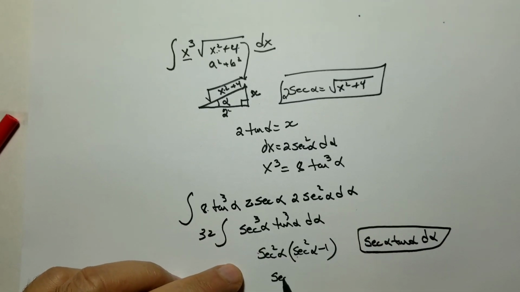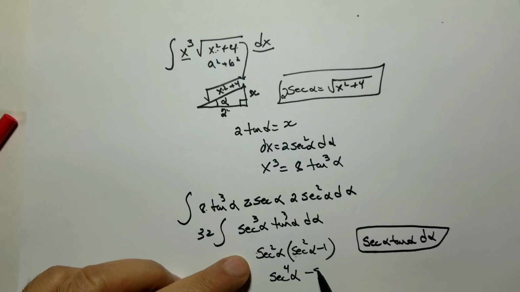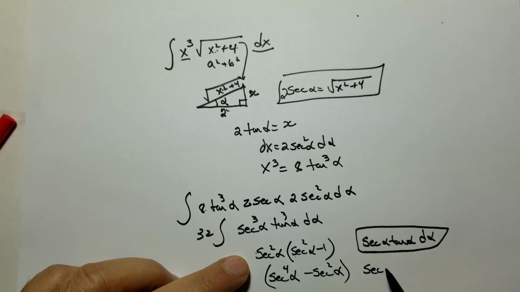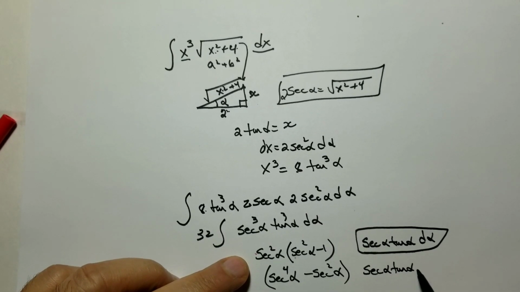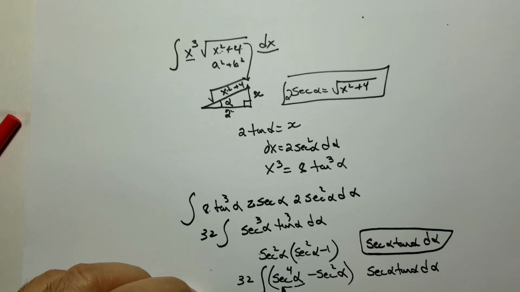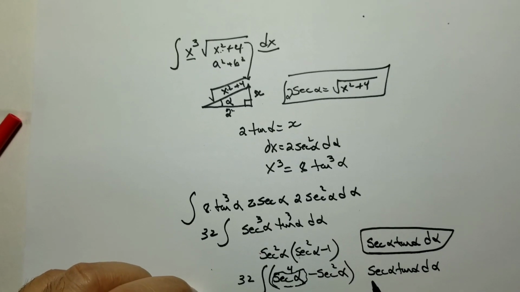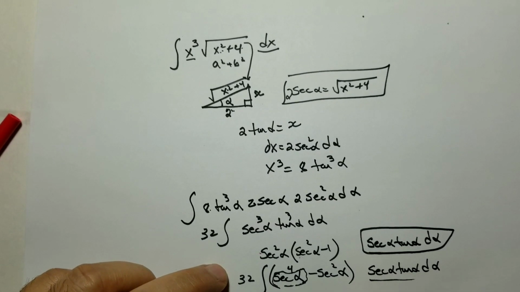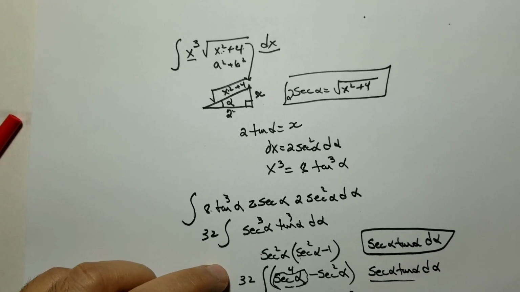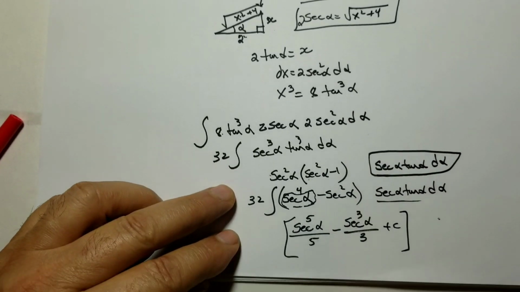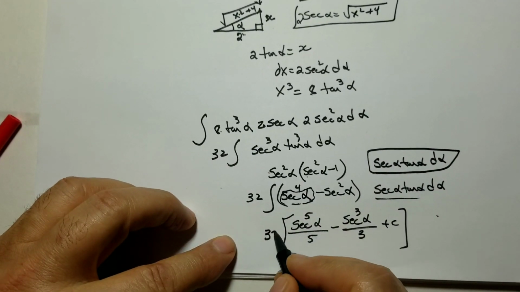Right now, I have secant to the power of 4 alpha minus secant squared of alpha. Both of them, the derivative is secant of alpha, tangent of alpha, d alpha, and I have a 32 outside. Therefore, if I call my secant a u, and that's my du, it becomes u to the power of 5 over 5 minus u to the power of 3 over 3 plus a c, and I'm going to have a 32 here.